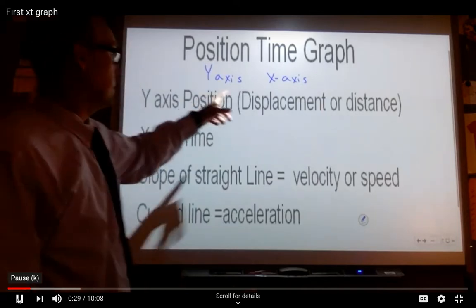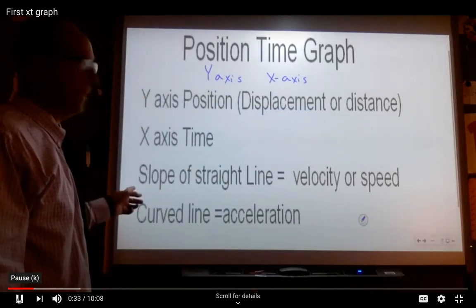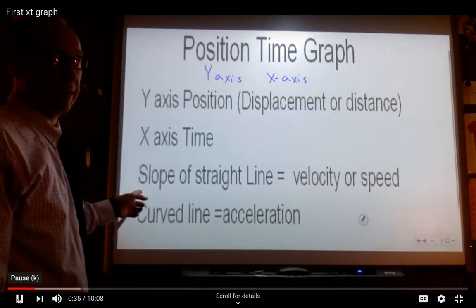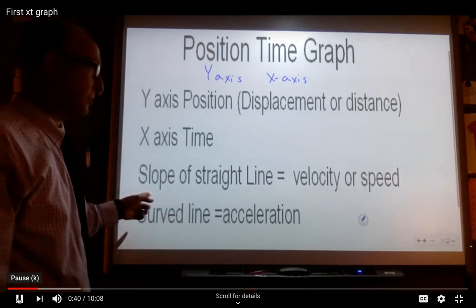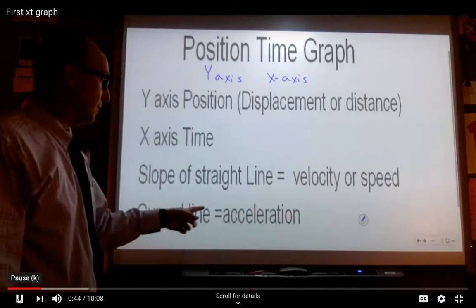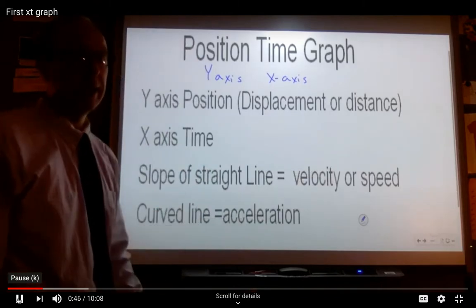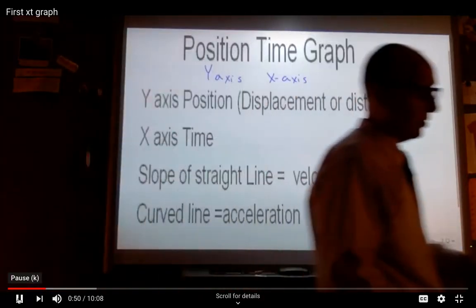This could be our displacement or our distance. The two main things that we can see from this is if we can find the slope, we can find out how fast something's going, the velocity or the speed. And if we have a curved line as opposed to a straight line, that means that we have a changing speed, which is going to be acceleration.